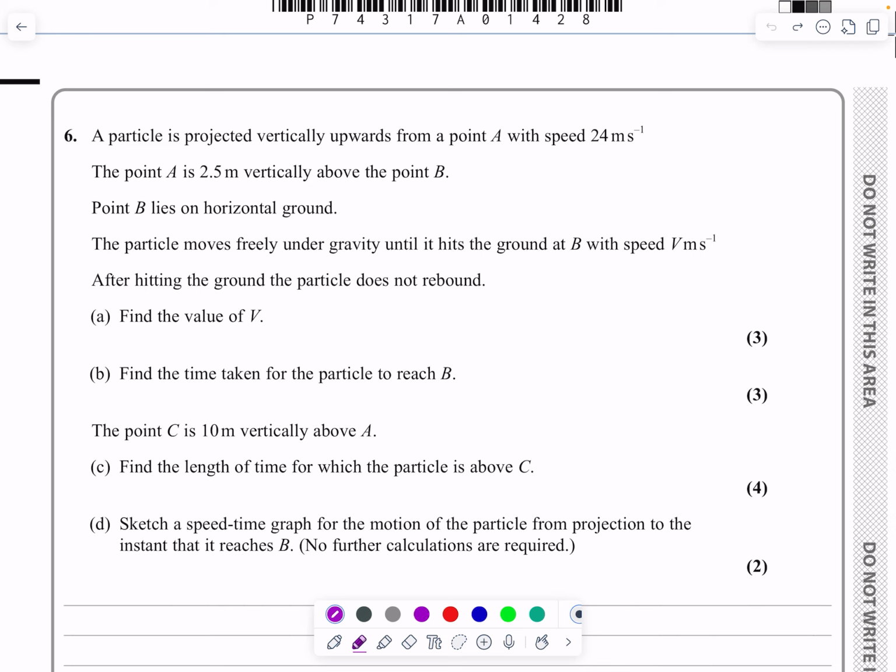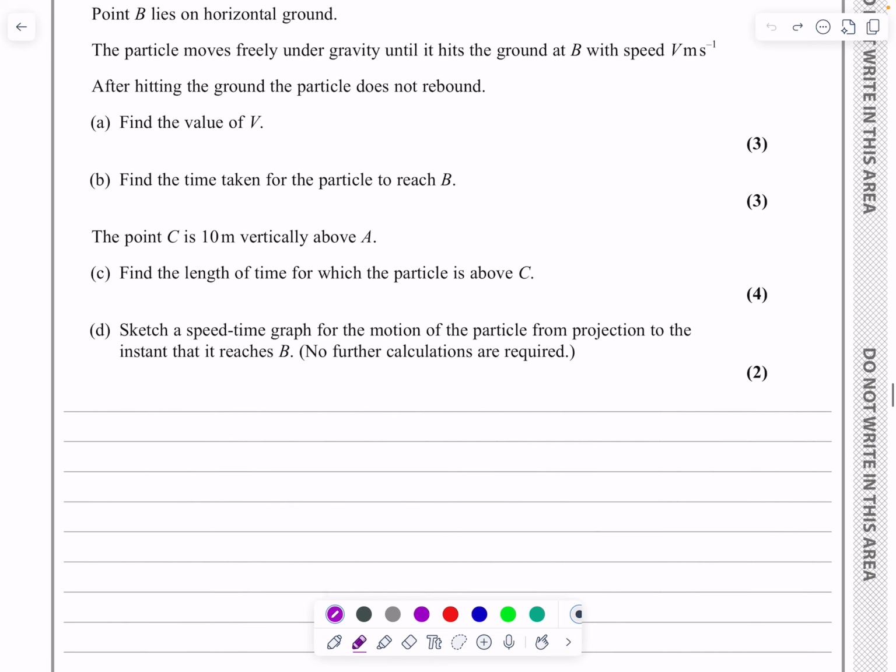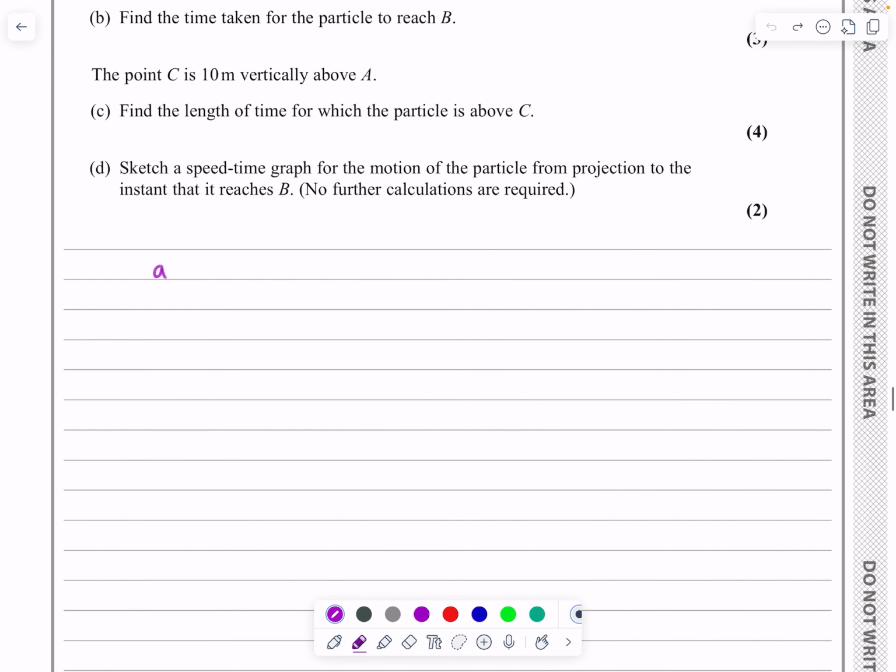So we've got a particle projected vertically upwards with a speed 24. It's already 2.5 meters vertically above B. B's on the ground. It moves freely under gravity until it hits the ground at V meters per second. After hitting the ground, it doesn't rebound. Can we find the value of V? Yeah, absolutely we can. Let's make a start.